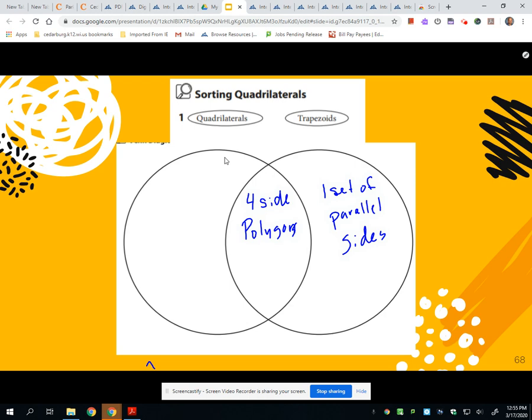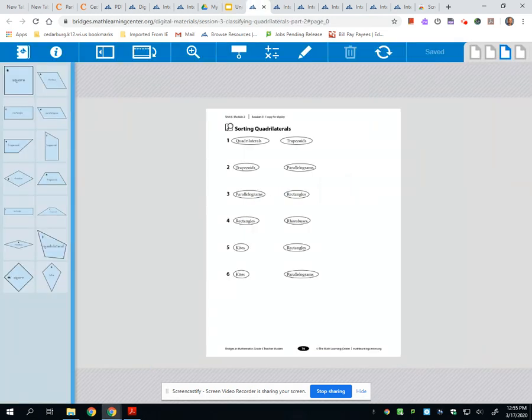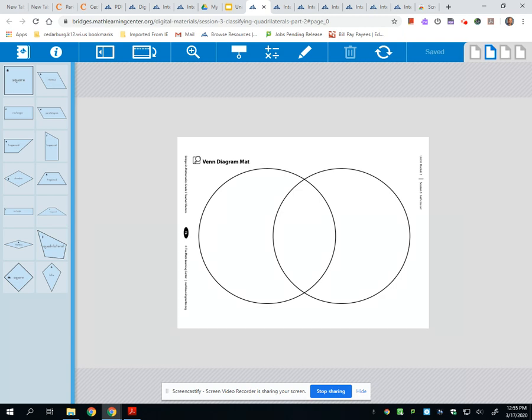So if I go back and take a look at my shapes here, I'm going to put a square. Where would I put a square? If this was the quadrilateral and this was the trapezoid, I'd put a square in the quadrilateral side. How about a rhombus? Where would I put a rhombus? I would put that here. How about the rectangle? The rectangle I'm going to put right here.